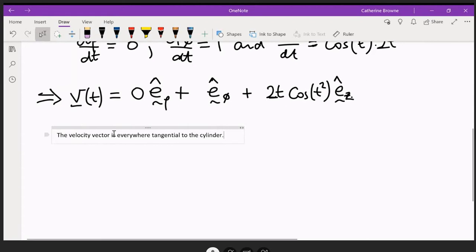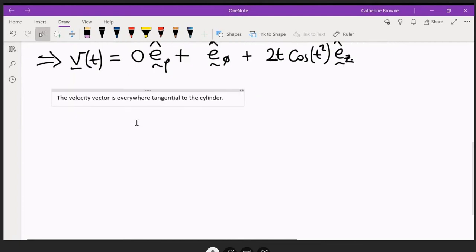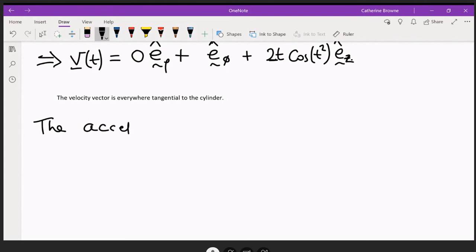And we can see that that's the case because the component that's in the direction of rho is equal to 0. So now we can find the acceleration vector as well. And feel free to stop me if you have any questions.